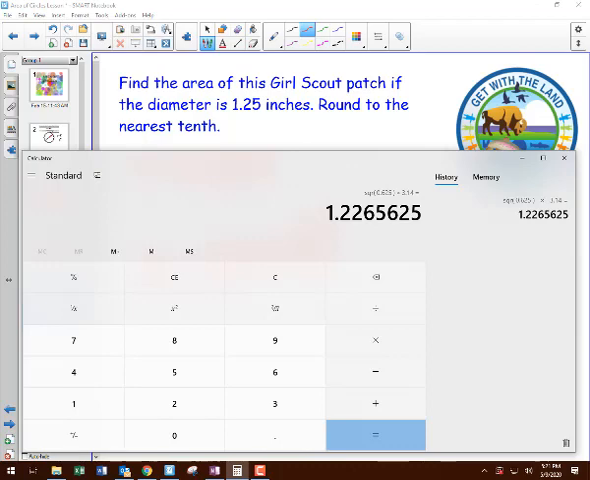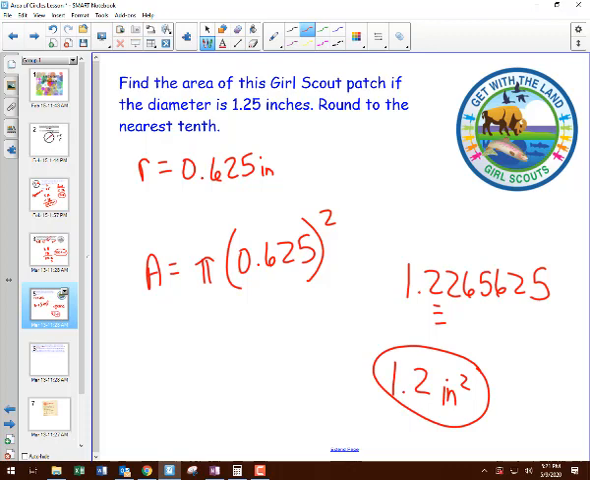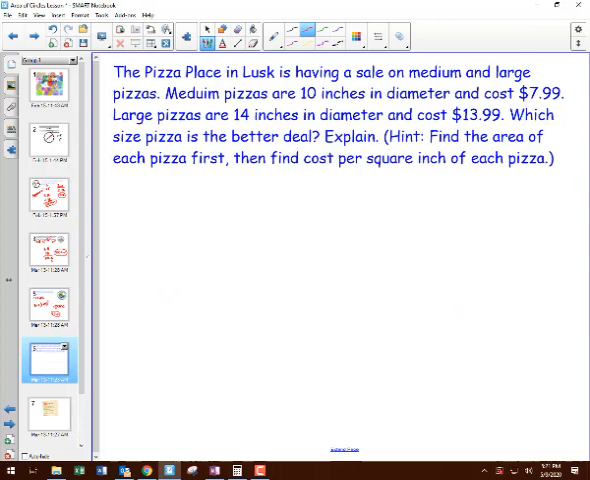Now, we have to round this. We're going to round it to the tenth. So as I come back to this, I'm going to try to remember this. Our answer was 1.2265625 or something like that. Now we're going to round that to the nearest tenth. Tenth spot's right here. So my final answer is going to be 1.2, and my label inches squared. Okay, not too tough there, even with using some nasty decimals.